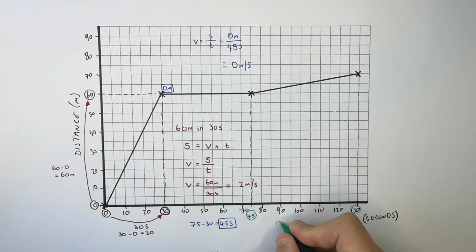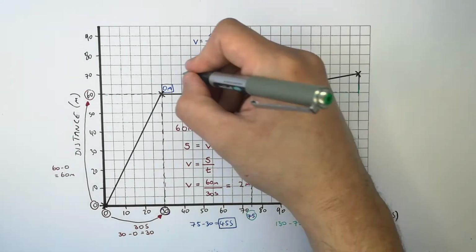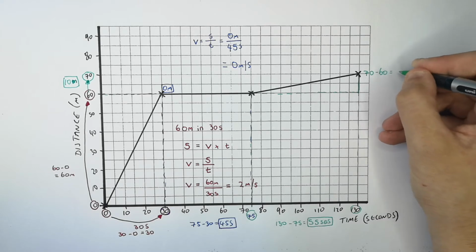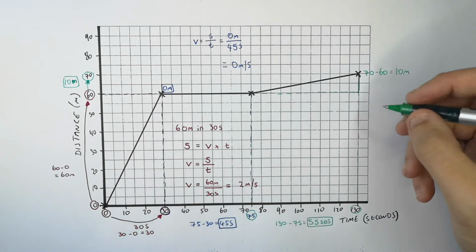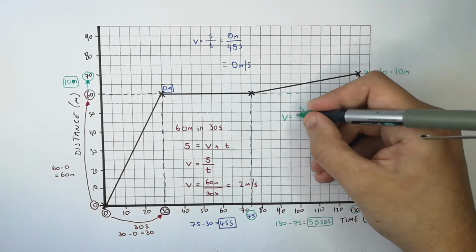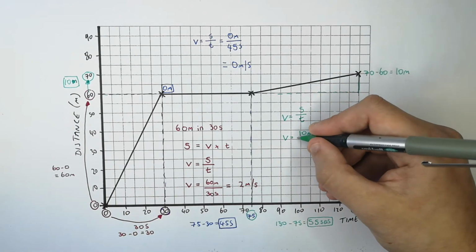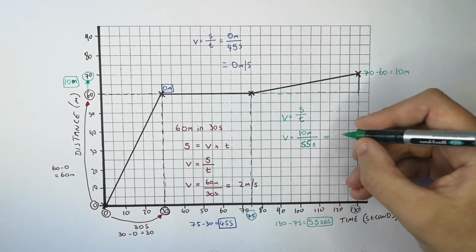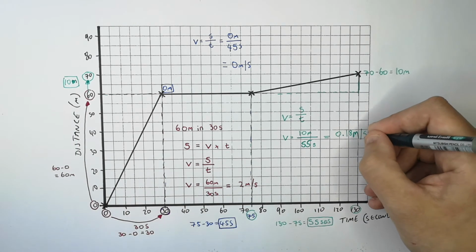So you do 130 seconds minus 75 seconds, which gives you a time of 55 seconds. So now you work out the change in distance. That's going to be 70 meters minus 60 meters, which equals 10 meters. So the object moved from 60 meters to 70 meters. Now you recall, v equals s over t, speed equals distance over time, speed equals 10 meters divided by 55 seconds. That's going to give you a speed of 0.18 meters per second for this part of the journey.